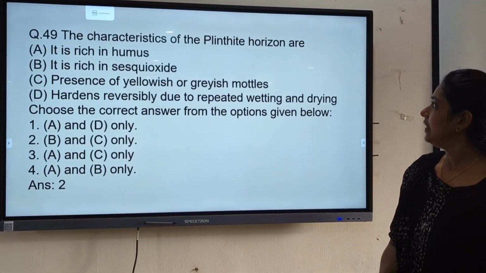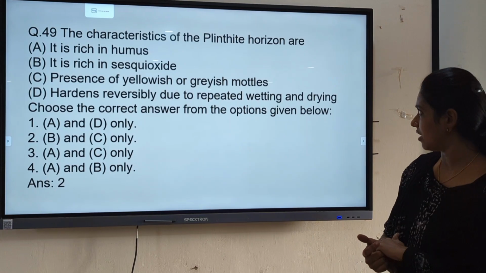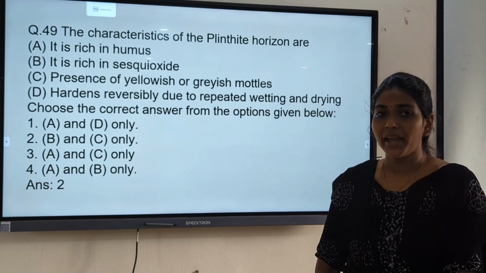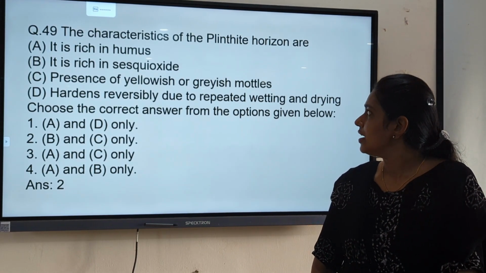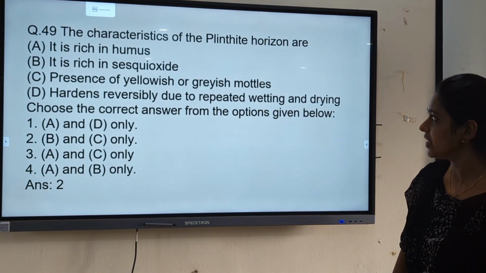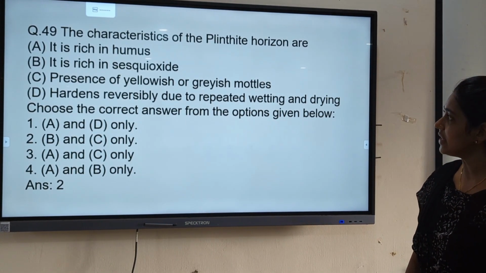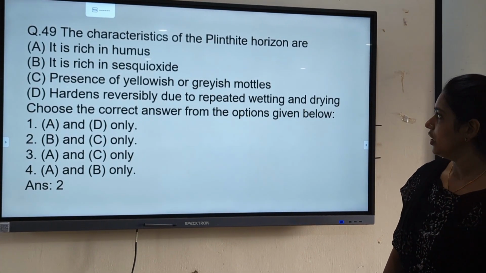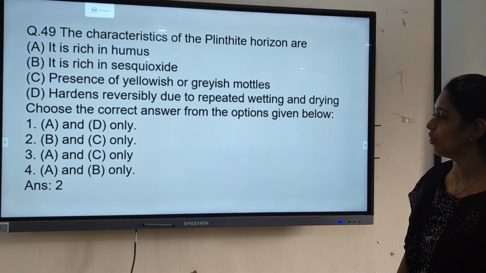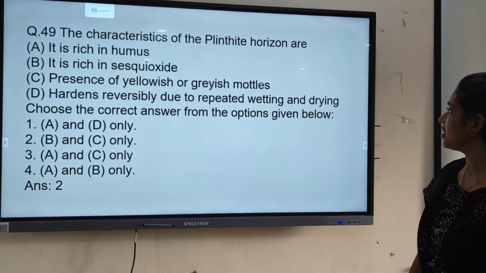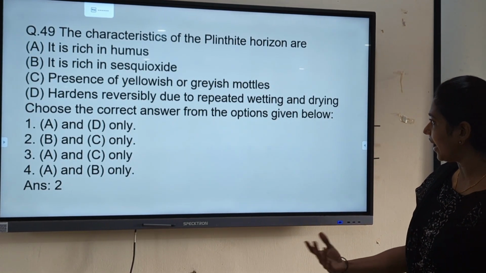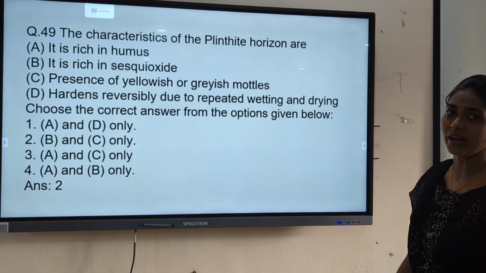Now the next question, the characteristics of plinthite horizon are. So what is this plinthite horizon, we should know. Plinthite means it is an iron rich and humus poor clay mineral. So from these options, the one saying it is rich in humus is not correct. It is poor in humus, and second, it is rich in sesquioxide, that is true. So we can take that option B. Then the presence of yellowish or greyish mottles, that is also true. And option D is that it hardens reversibly due to repeated wetting and drying. It will harden on repeated wetting and drying, but it is not a reversible action.